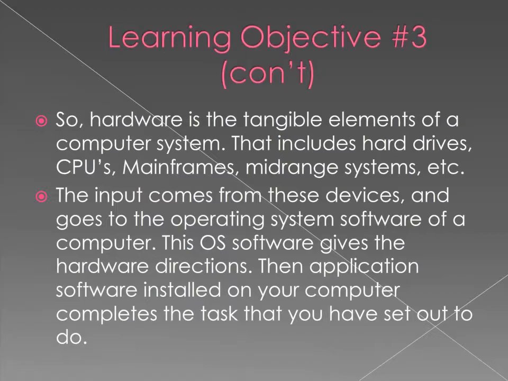All right, so as I stated before, hardware is the tangible elements of a computer system. So we're talking about hard drives, your CPU, your motherboard, your video card, your DDR3 RAM, or mainframes and mid-range systems. Once again, any type of physical thing that you can hold in your hands, aka tangible, is the hardware for the system. So input is going to come from these devices.